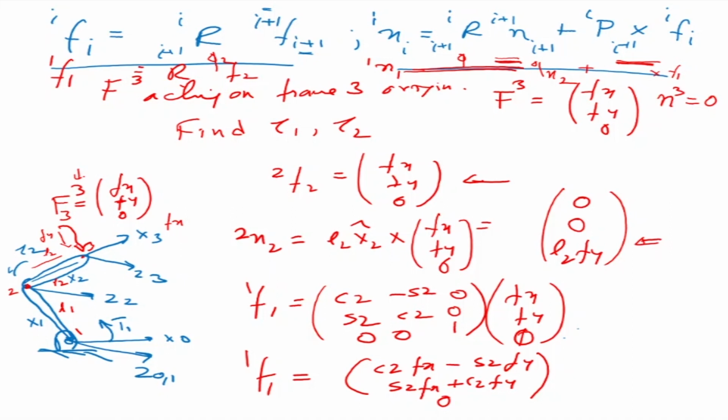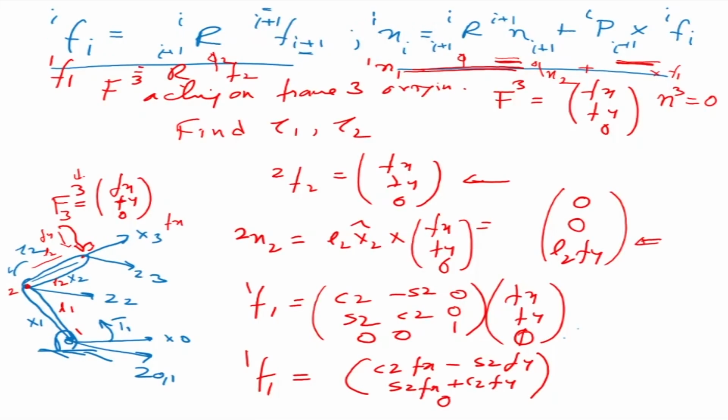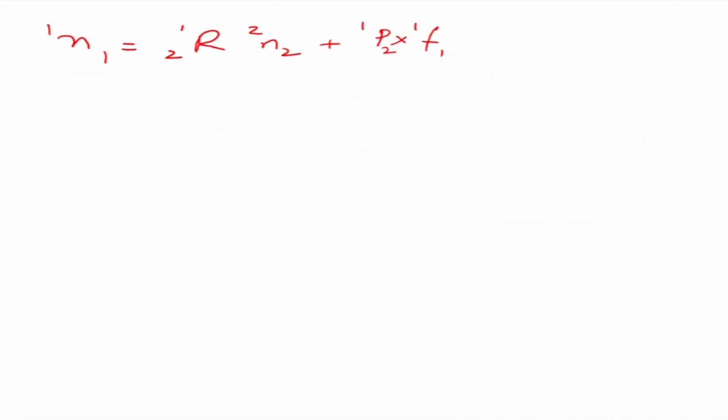Okay, so I'm writing this equation: n11 is equal to R12 into n22 plus, I'm just following that, p12 cross f11. What is f11? f11, I just got it here. f11 is this one. And what is the moment on the previous link? n22 was the moment that we got. So what is the moment acting on the first link? The moment acting on the first link is equal to the moment coming from the second joint plus the moment because there is a force and there is a distance.